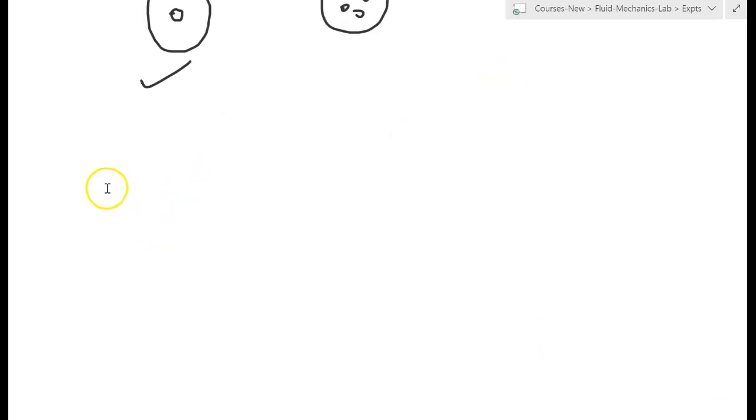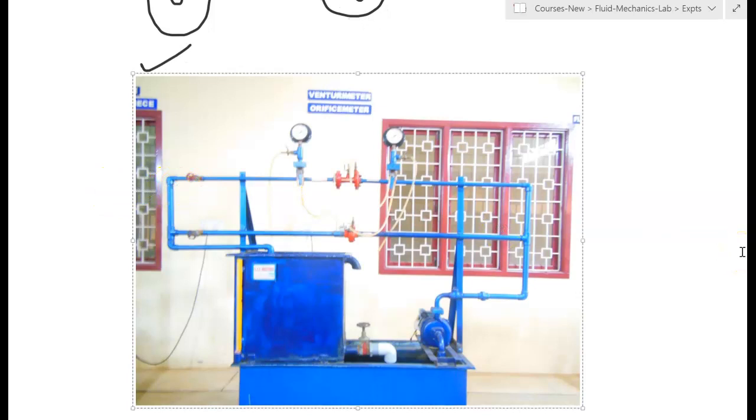So the setup is essentially the same, but the only difference is that when you are doing the experiment with the orifice, the valve in the Venturi line should be completely closed. This one should be open, and the rest of the procedure is the same.